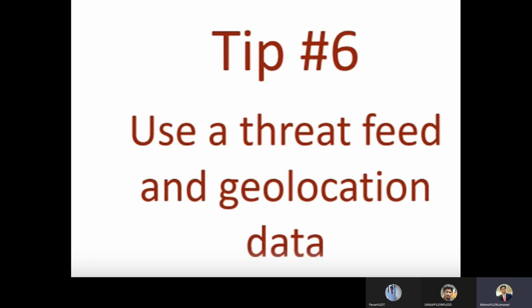Then the sixth one is use a threat feed and geolocation data. So first of all, you need to understand where the threat is coming from. Suppose the threat is coming from China, so you have geographical locations. You're going to configure blocking the traffic of the Chinese specific location. Okay, so you have options available in the firewall or any devices that different geographical locations, geolocation, you're going to block if the threats are there.